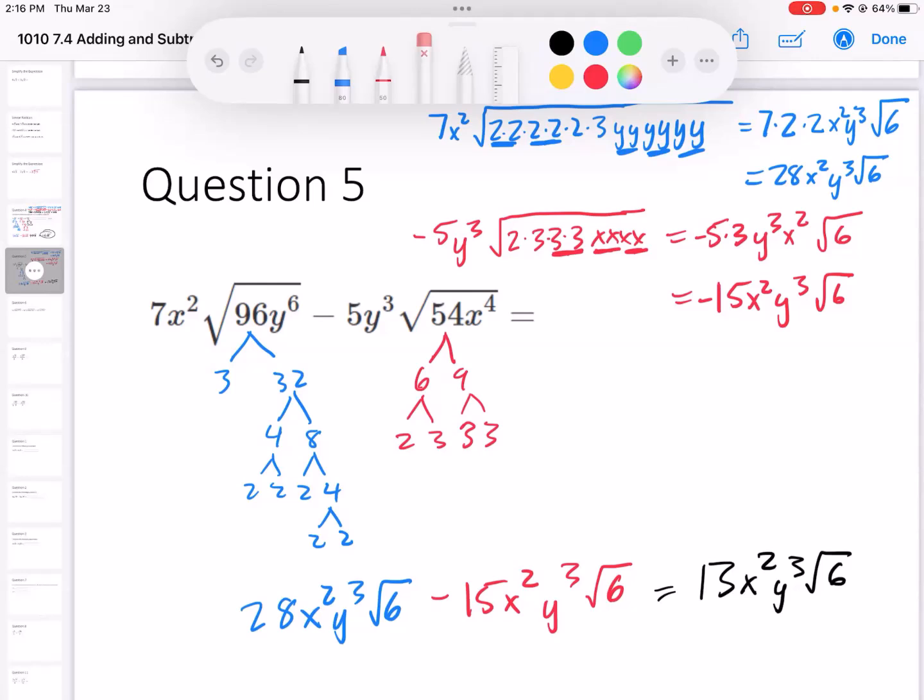I don't know, what was that comment? It's not 2y cubed. No, I'm not sure where you got the 2 from. Whoever put that in the chat. What was your question again? I forgot. I was in the middle of answering it.